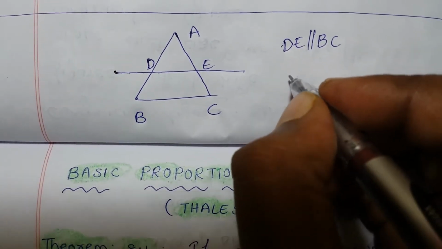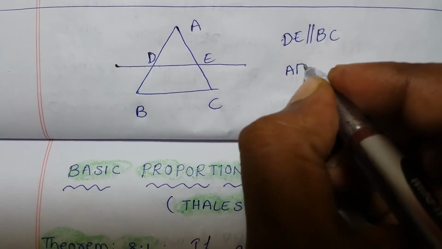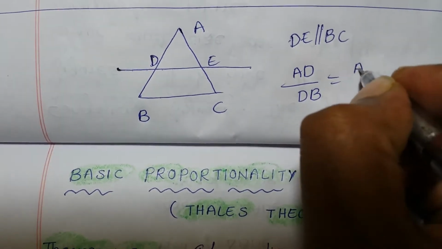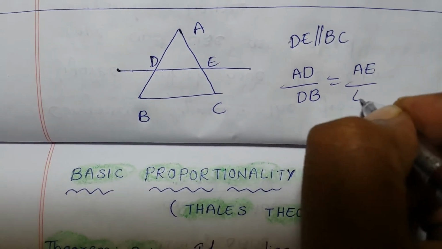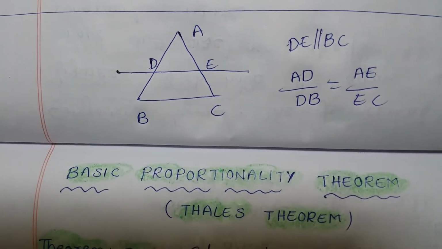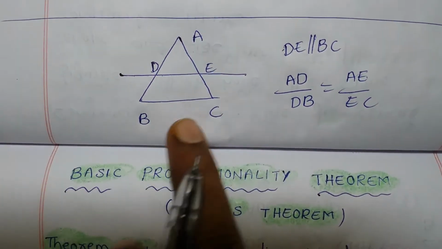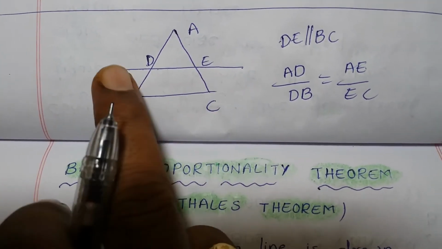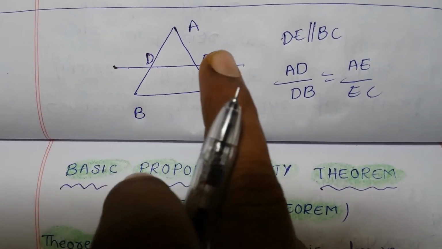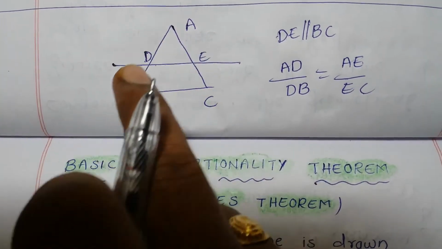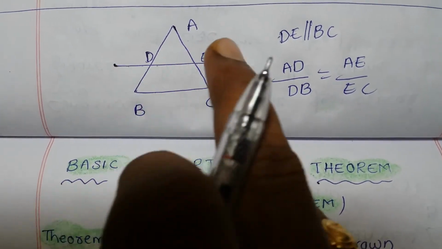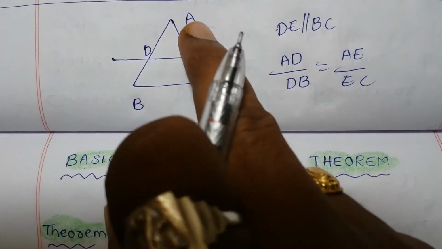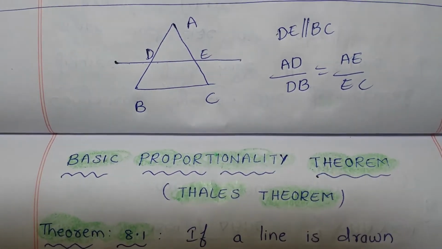So we have to show that AD by DB will be same as AE by EC. This we have to prove. What he is saying according to the theorem statement is that if a line is drawn parallel to one side of a triangle touching the other two sides at two distinct points D and E, it divides the other two sides AB and AC in the same ratio, that is AD by DB will be same as AE by EC. This we have to prove.